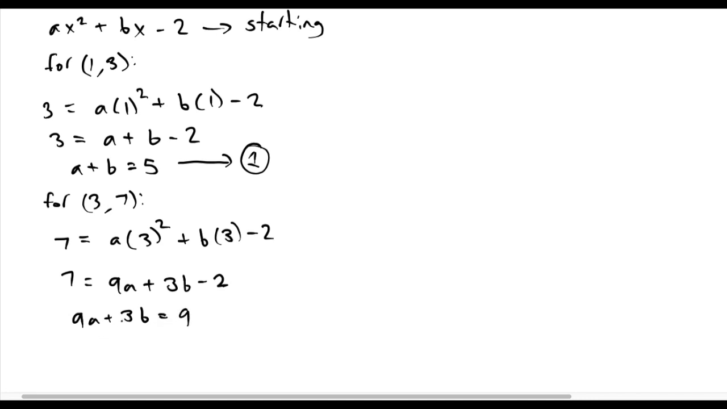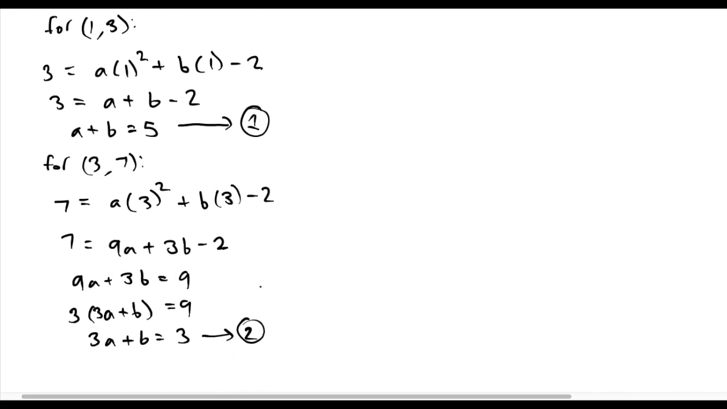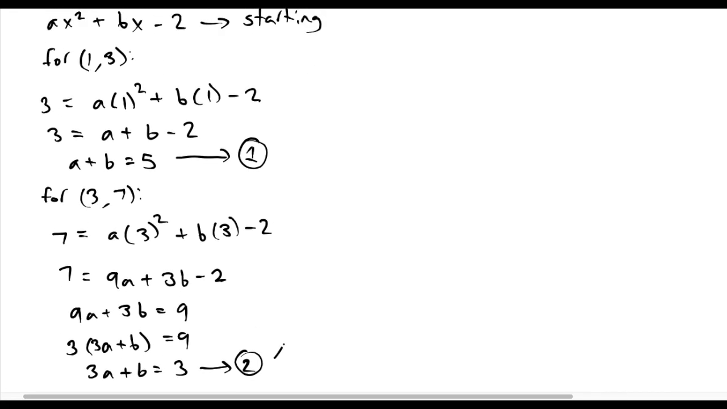Now we could say this is the second equation, but why not make it simpler? Let's factor out something. We have a common factor, 3. Why not simplify? Let's factor out 3. 3 times (3a plus b) is equal to 9. So 3a plus b is equal to 3. Now this can be our second equation. So now we have equation 1 and equation 2. Let's work out a simultaneous equation. So let's work that out right now.